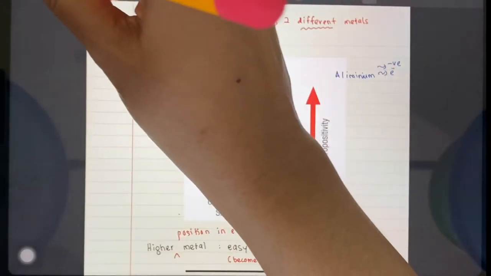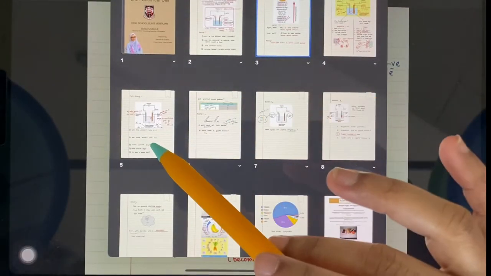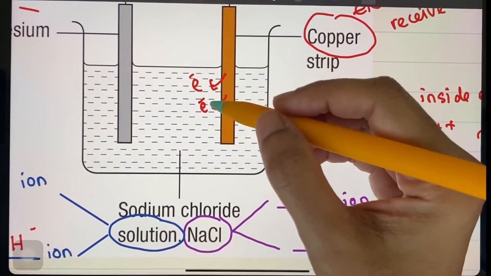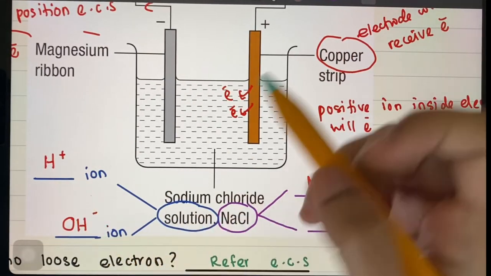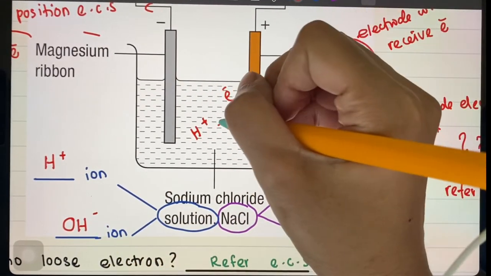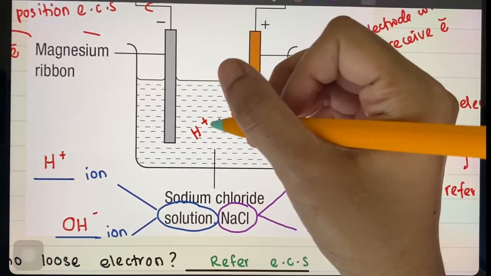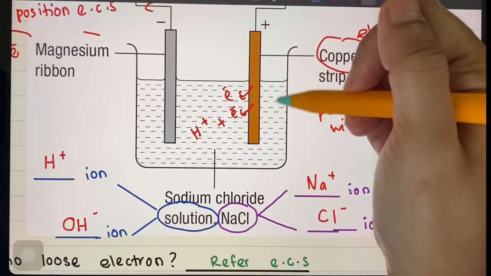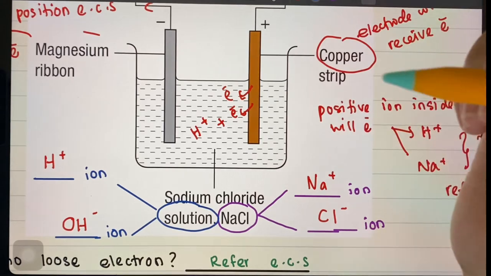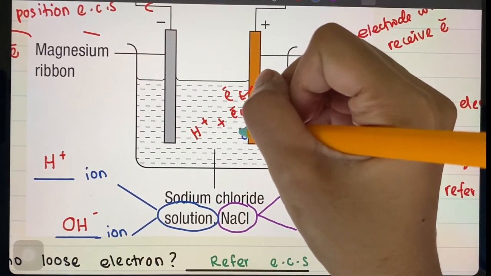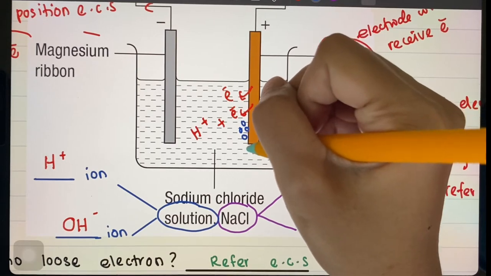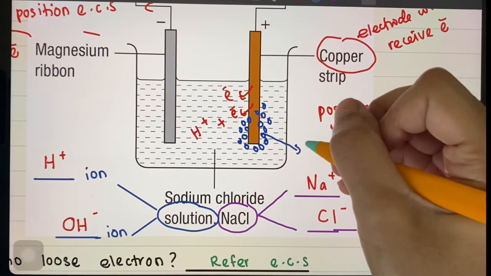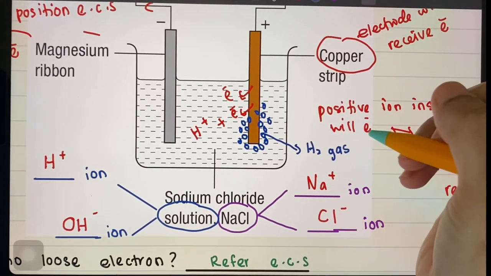Okay, so back to our question here. Who will receive the electron? Definitely the one who receives the electron is our hydrogen plus. So hydrogen receives the electron, and after that, what happened? You can see that instead of the copper strip becoming bigger, like when we use copper sulfate, at the copper strip we can see the bubble form. And the bubble formed is hydrogen gas.